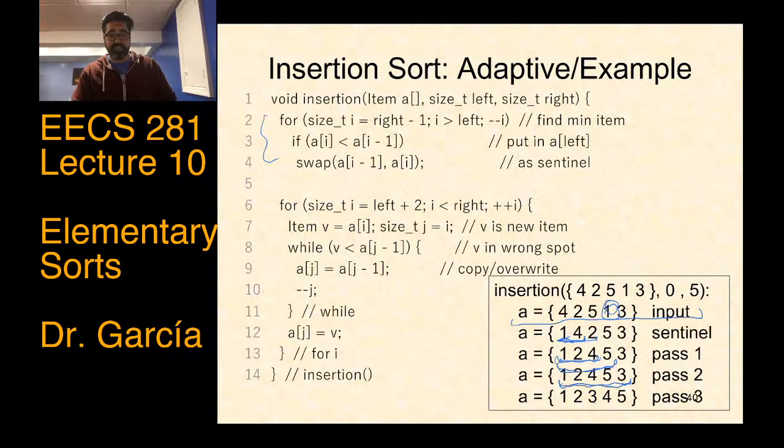So as part of this inner loop, it would remember 3, move 5 to the last place, move 4 to the next to last place, and then put the 3 in its rightful place.